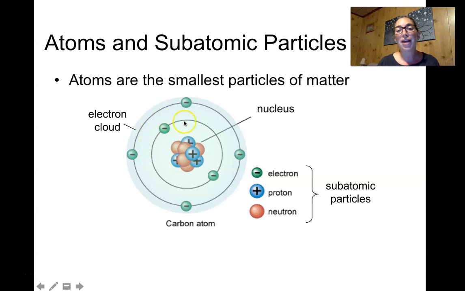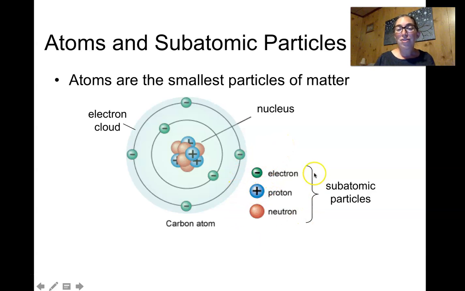And then floating around, or flying around really, in a cloud outside of the nucleus, they take up most of the space of the atom, except that they're very tiny. They take up the space by flying around, are the electrons. And the electrons here are negatively charged. So these are the three types of subatomic particles: protons, neutrons, and electrons. And you can even see here in this picture, the protons and neutrons are about the same size, and they are both larger than electrons, which are smaller.